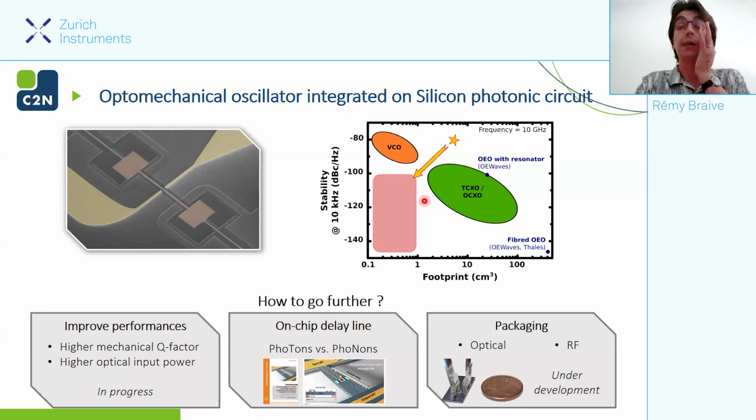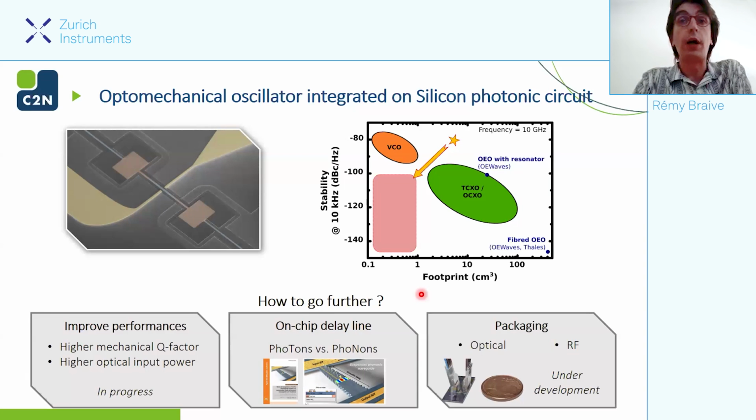And for the delay, in order to reduce the footprint of our system, we are thinking to work with on-chip delay line using phonons instead of photons. And of course, trying to work on the packaging, and on the optical and the RF part, in order to, again, reduce the footprint and the efficiency of our system.